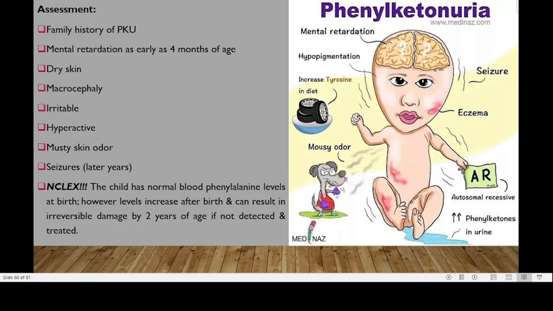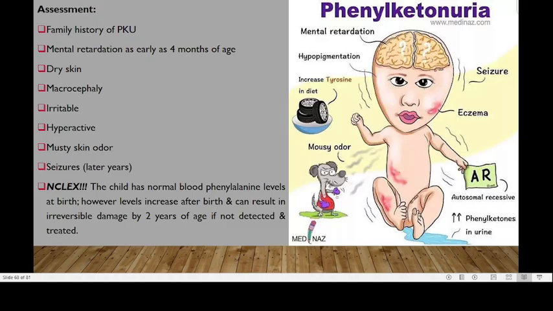cause mental retardation. In terms of clinical manifestations, we are going to have a family history of phenylketonuria, mental retardation as early as 4 months of age, dry skin, microcephaly, irritability, hyperreactivity, musty skin odor, and even seizures later in life.